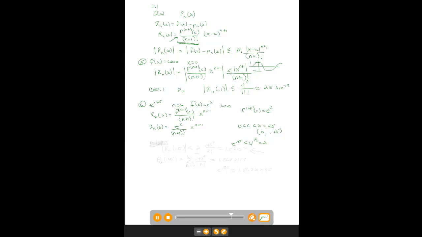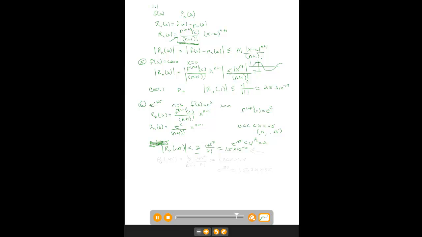So I could replace my e to the c with a 2 and say that R sub 6 of 0.45, not x. Let's start again. R sub 6 of 0.45 has to be less than 2 times 0.45 to the 7th over 7 factorial, which is approximately 1.5 times 10 to the negative 6. The thing is, you picture M to be bigger than the highest possible value.